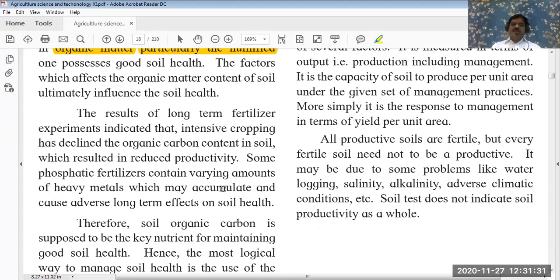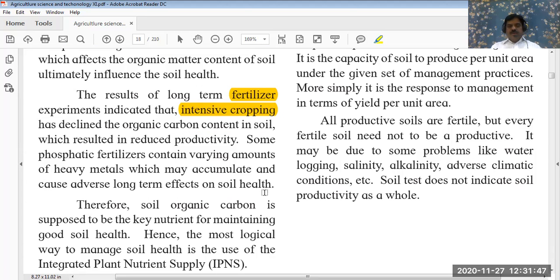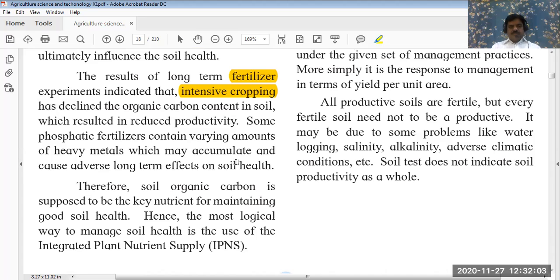Again, we can increase soil health by application of fertilizers. When fertilizer is applied, there will be more nutrients. Again, we can use intensive cropping, then we can also get more production. But excessive fertilizer application and excessive cropping will decline the fertility and productivity of soil.